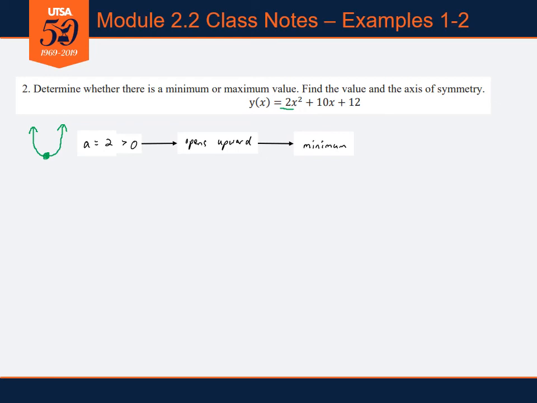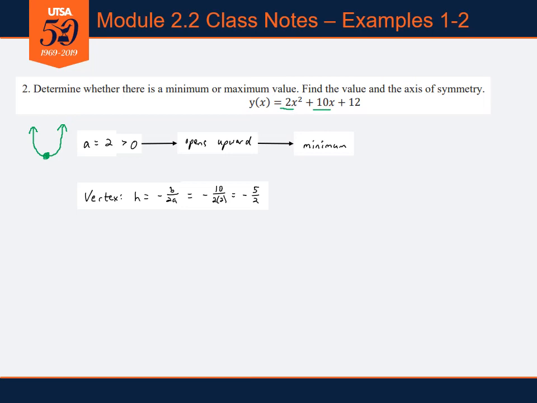And that bottom point, that minimum point, is the vertex of the parabola. So if I'm asked to find that value, then I need to find the vertex. So let's do that. We know the vertex can be found using the formula h equals -b over 2a, where b is 10 and a is 2. So I've got -10 over 2 times 2. That's -10 over 4. That's -5 halves.